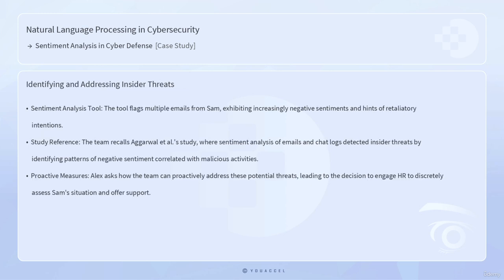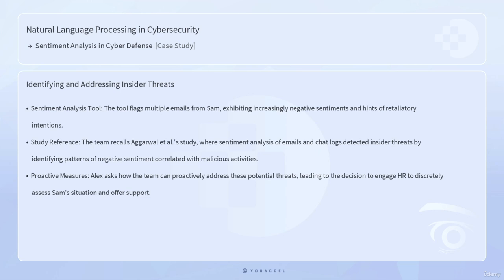A week into the implementation, the tool flags multiple emails from an employee, Sam, exhibiting increasingly negative sentiments. The emails reveal dissatisfaction with management decisions and subtle hints of retaliatory intentions. The team recalls a study by Agarwal et al., where sentiment analysis of emails and chat logs effectively detected insider threats by identifying patterns of negative sentiment correlated with malicious activities.